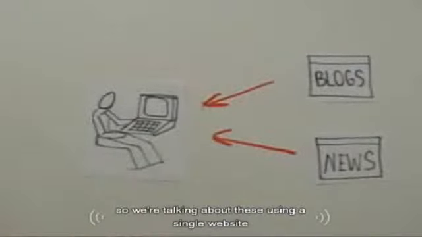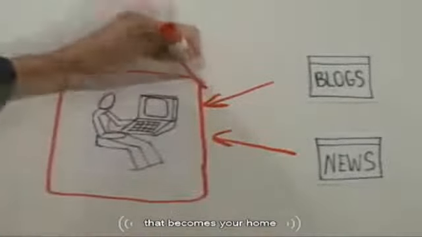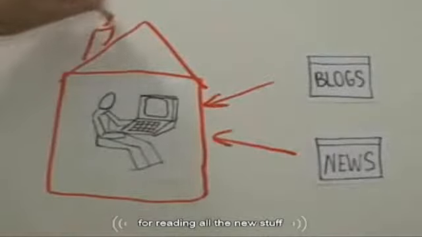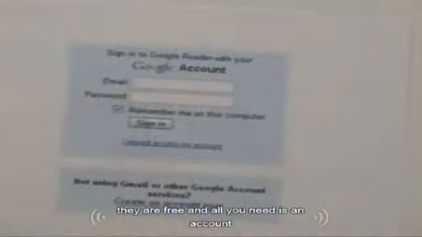So what we're talking about is using a single website that becomes your home for reading all the new stuff that's coming from your favorite websites. There are 2 steps for getting started. The first step is you need a home for reading the new posts. This is a website called a Reader. They are free, and all you need is an account.